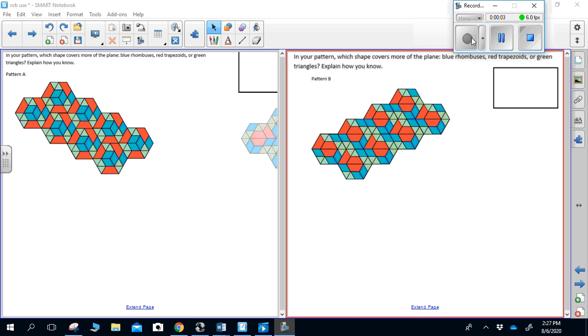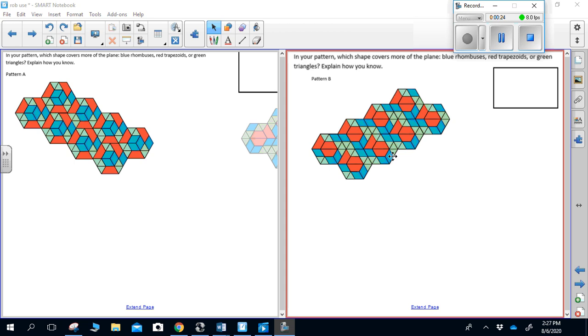So I need you to look at pattern A or pattern B and determine within that pattern which shape covered more of the plane, the blue rhombuses, the red trapezoids, or the green triangles, and then explain how you know. And explain how you know is the important part.